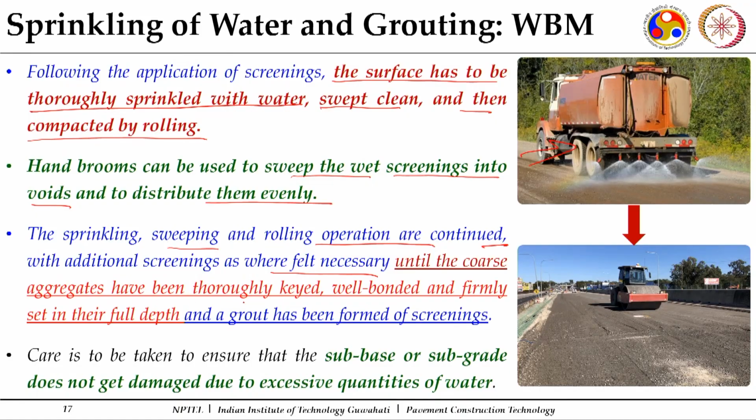We already have controlled quantities that have to be spread in a particular length, because it says in how many kilometers, how many square meters of area, how much quantity is to be spread. So, that is already controlled, well determined and stated in our specifications. We continue until the coarse aggregates have been thoroughly keyed. Because of this, the screenings will go inside the voids with the help of compaction and water, and will lead to well bound and firmly set coarse aggregates through their entire depth.